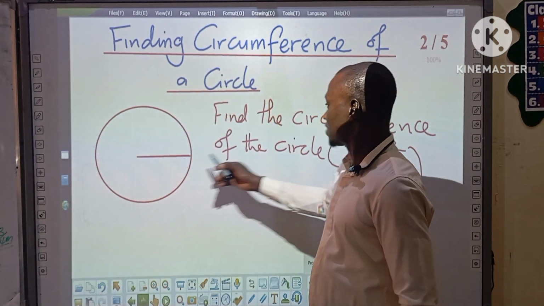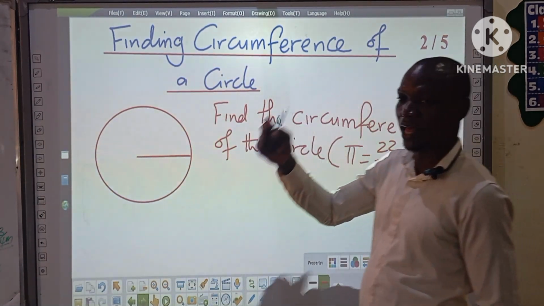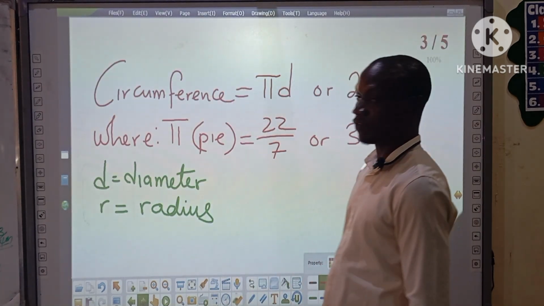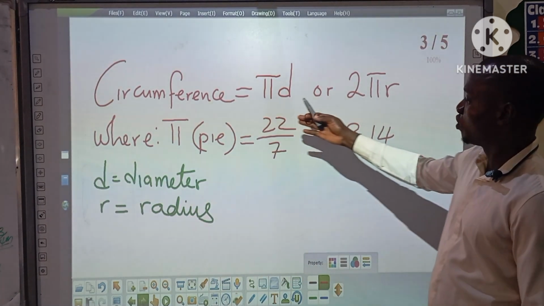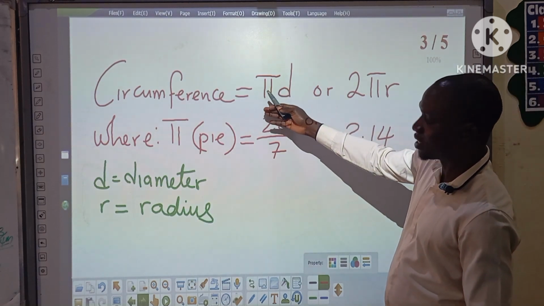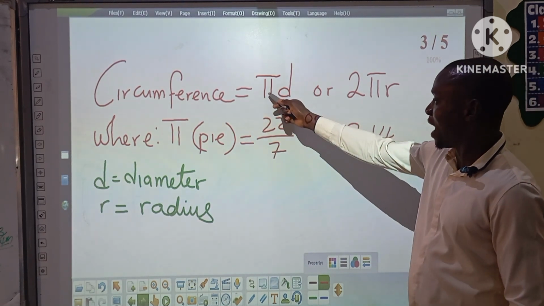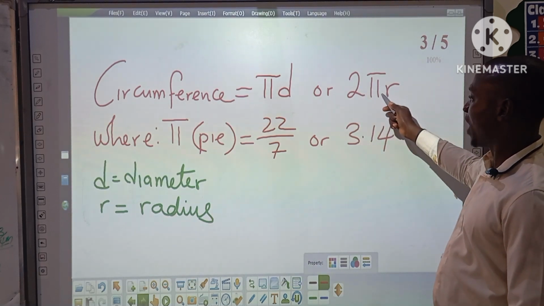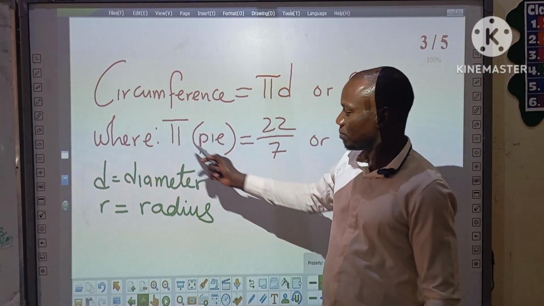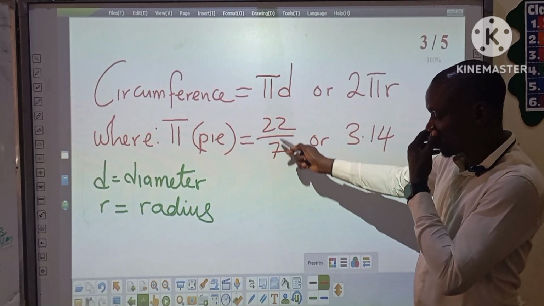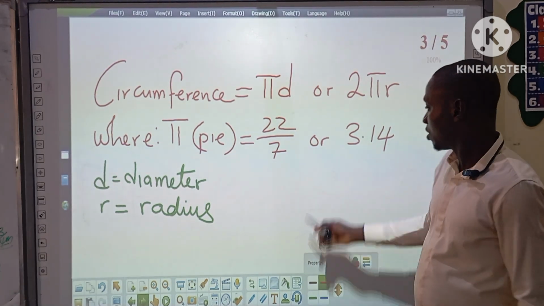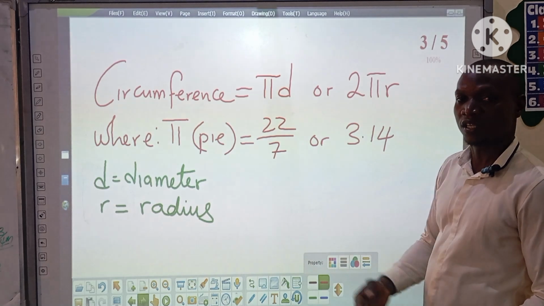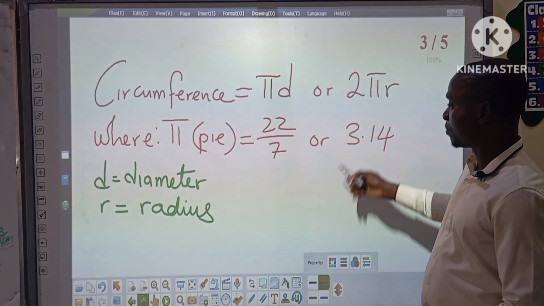Now, in finding the circumference of a circle, we have two formulas. The circumference of a circle can be derived by multiplying pi by the diameter, or simply using the formula 2 pi r, where pi is 22/7 or 3.14. It's a constant. It's either 22/7 or 3.14.